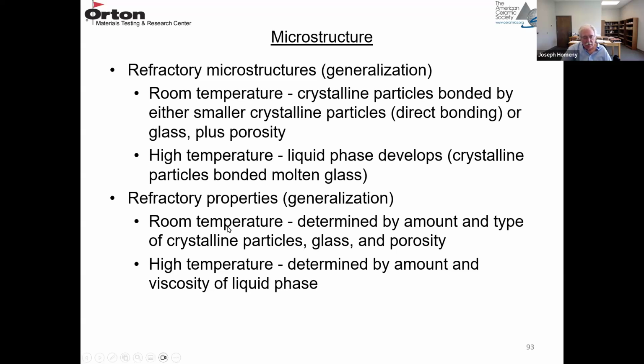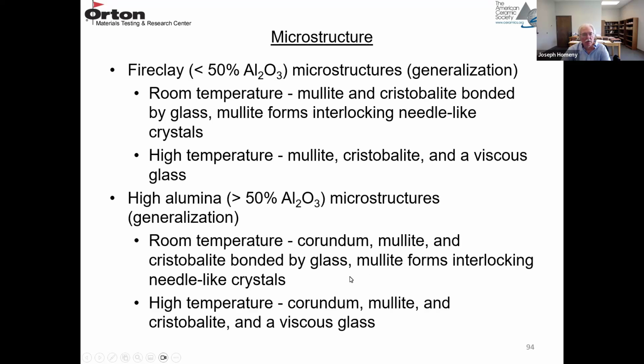But these materials tend to be pretty strong at room temperature because they tend to be bonded by a glass phase, which makes it relatively strong at room temperature, more of a brittle material. But then when you go to high temperature, that glass softens. So the high temperature properties are going to be determined by the amount of the liquid phase present and its viscosity. So a more viscous phase is going to be a better material.